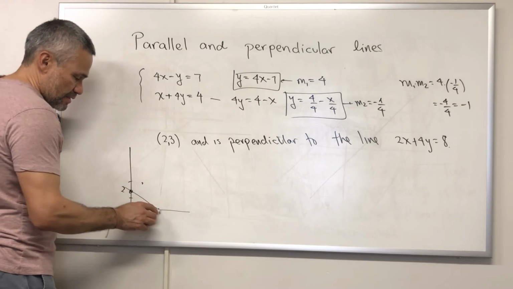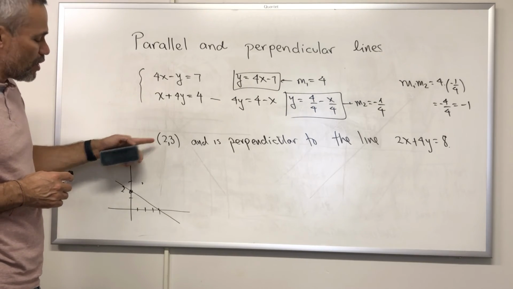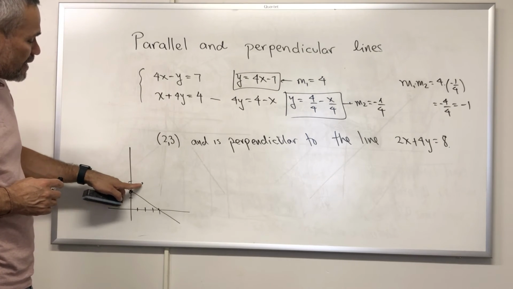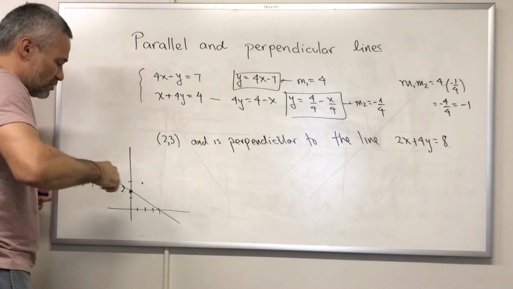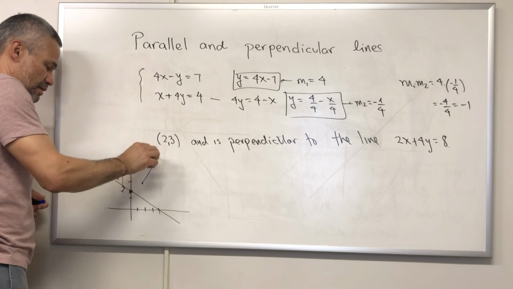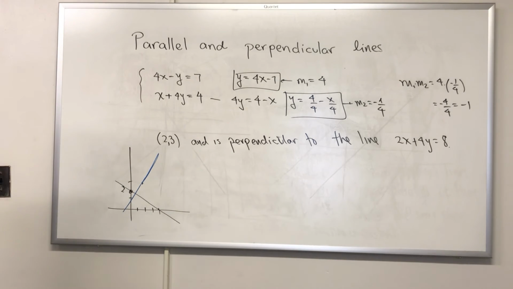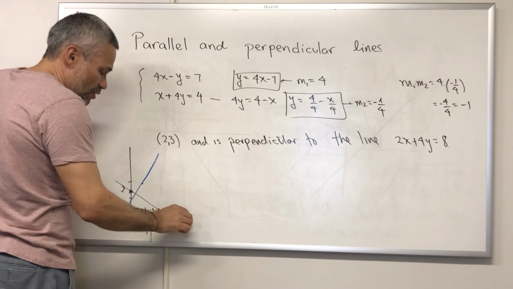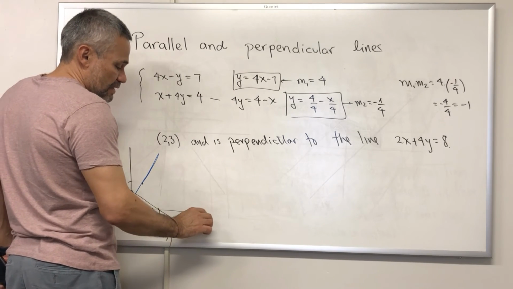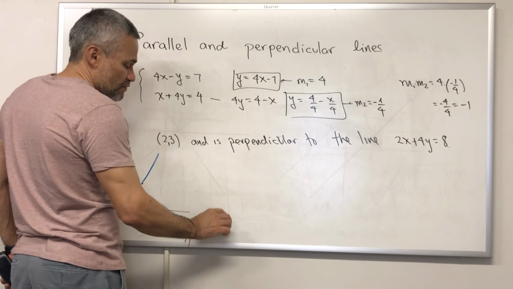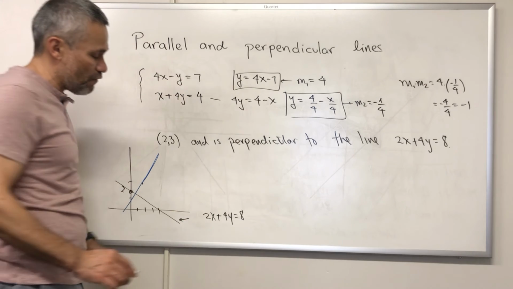Then this is the equation of this line, and we want to find the equation that is perpendicular to this line and goes through this point. That line looks something like this. Then what we need to do first is compute the slope of this line. Notice that that line has equation 2x plus 4y equal 8. To get the slope, we need to solve for y.